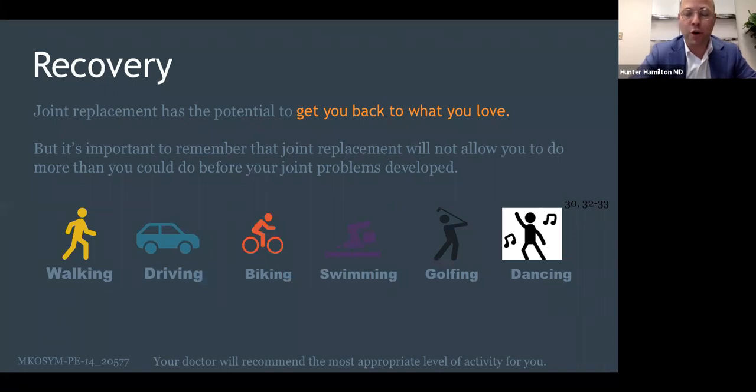Ultimately, our goal is for you to get back to doing the things you love or need to do. One thing I always joke with my patients is a hip replacement is an excellent way to keep you on the golf course, allow you to swim or bike, but it's not going to improve your handicap from what it was prior to having hip pain. But it is able to allow you to keep an active and healthy lifestyle.